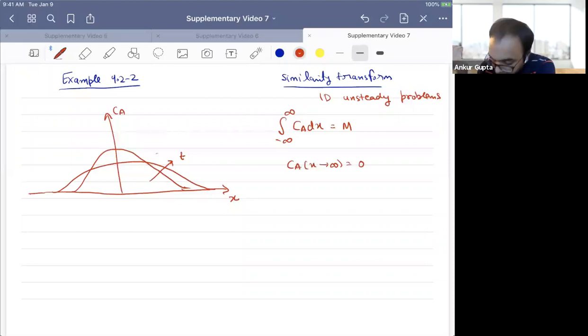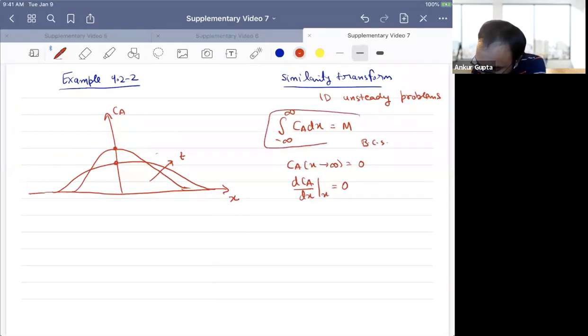One thing we can say is that due to symmetry, there is symmetry at x equal to 0. So in terms of boundary conditions, we can say dc by dx at x equal to 0 is equal to 0, and concentration at x equal to infinity is 0. But we still don't have any concentration scale. All we have is that the total integration of the concentration is m, and there is no initial condition. So this condition essentially becomes like an initial condition. It is not an initial condition, it will just replace the initial condition.